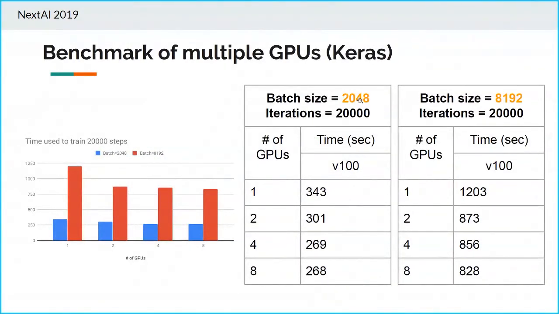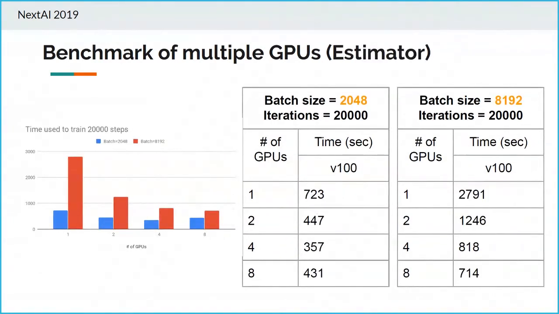So now I increase the batch size to 2,000 something and 8,000 something, and one is in blue, the other is in red. You can see that with the increasing number of GPUs used in the experiment, I see a kind of decreasing, not an obvious increase, so that somewhat proved my theory, okay? And I did the same experiment with the estimator interface. I observed a similar result, okay? And that kind of proved my assumption.